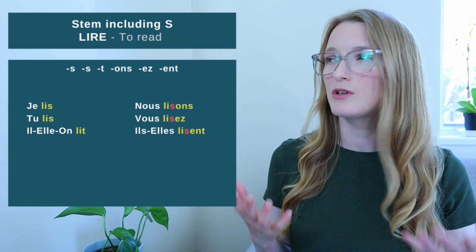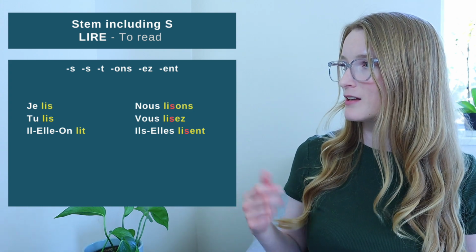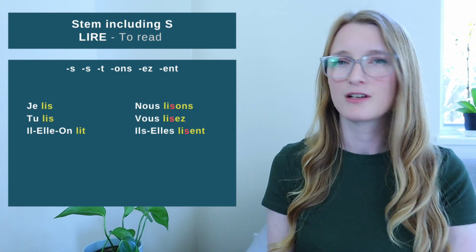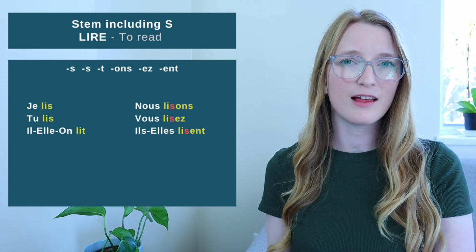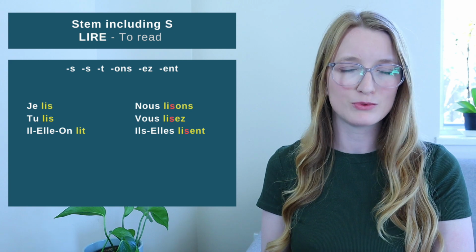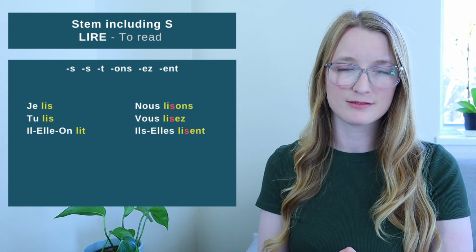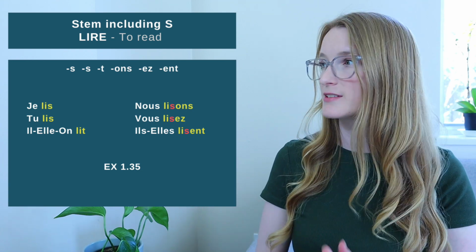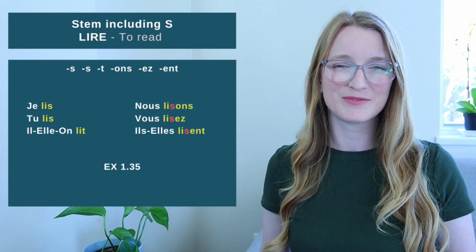Exact same thing for lire, to read. We are going to keep L-I and then we are going to add an S. That's going to sound like a Z. Je lis, tu lis, il, elle, on lit, nous lisons, vous lisez, ils lisent, elles lisent. You have other verbs conjugated the same way in the book and you can do the exercise 1.35. I think this one was very easy actually.